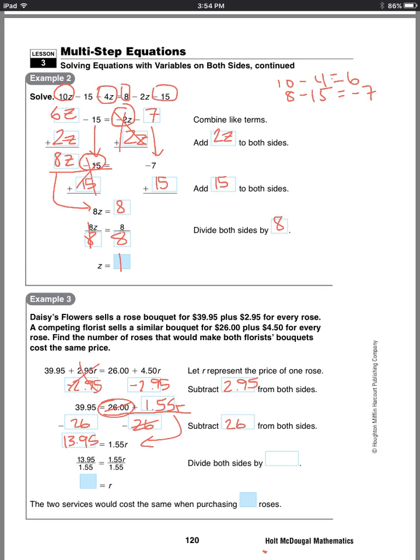Now I need to divide both sides by the coefficient, which in this case is 1.55, to get the R by itself, and $13.95 divided by 1.55 is 9. So the services would be exactly the same if someone went in and bought 9 roses. It wouldn't matter which one you went to. Okay? If you were buying a bouquet with 9 roses, you would spend the same at either Daisy's Flowers or the competing flowers. So, next problem we got.